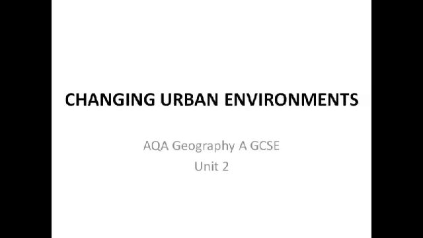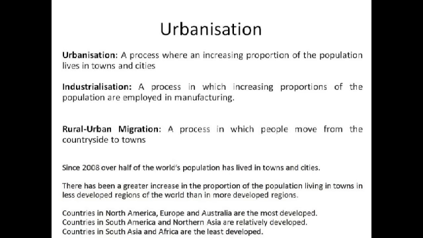This video is about changing urban environments, which is 1/3 of AQA Geography A GCSE Unit 2. This whole unit is essentially about urbanisation and the effect that it has on people. Urbanisation is a process where an increasing proportion of the population lives in towns and cities, so people mainly do rural to urban migration, which is when people move from the countryside to towns, so towns and cities get really populated and the countryside kind of dies out.